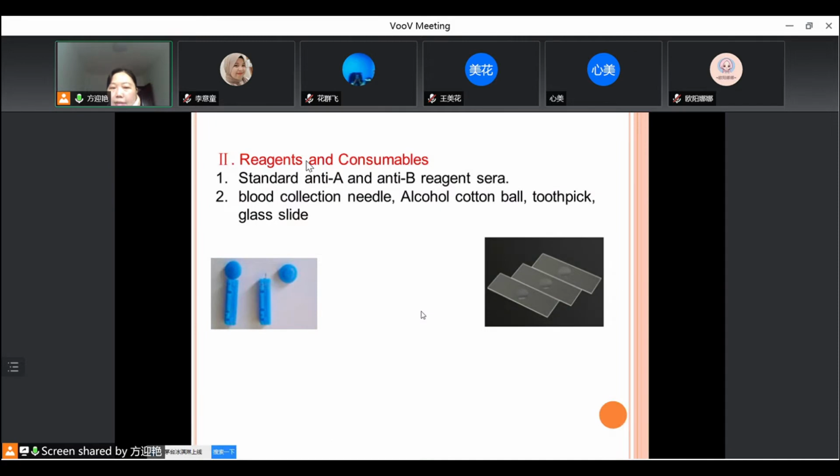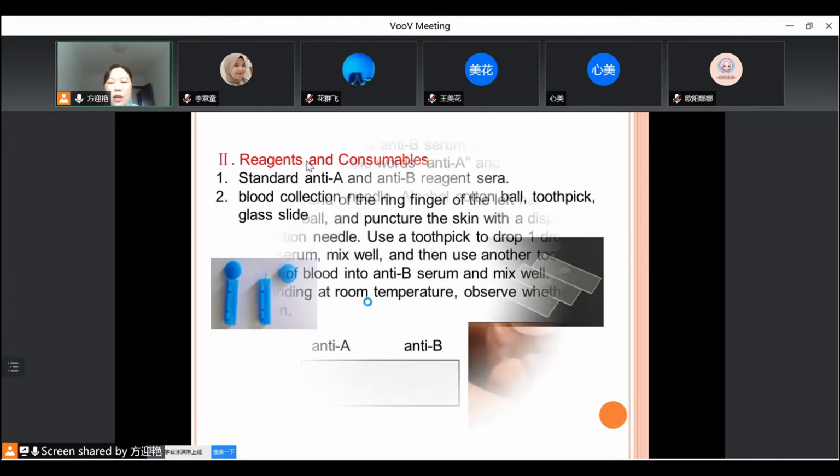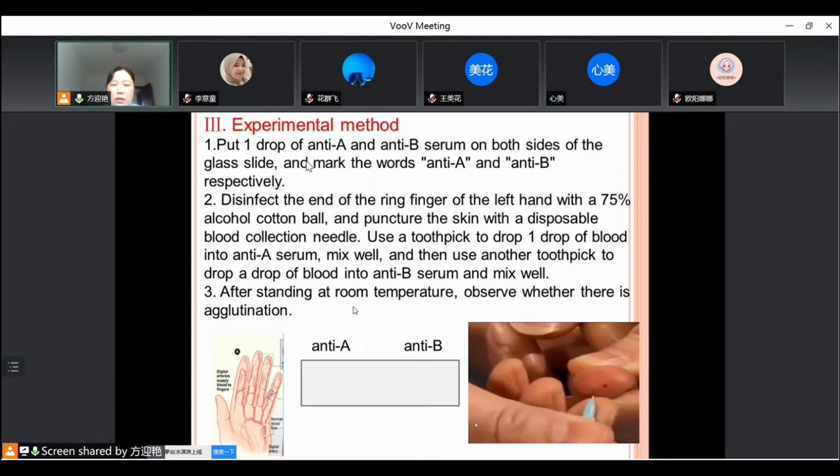And second, we should have the needles, and then we put the blood in, and also drop one drop of the blood into the anti-A or anti-B antigens, and then we can observe the reactions.